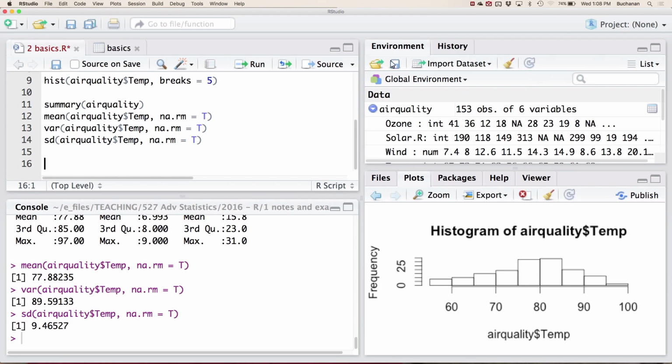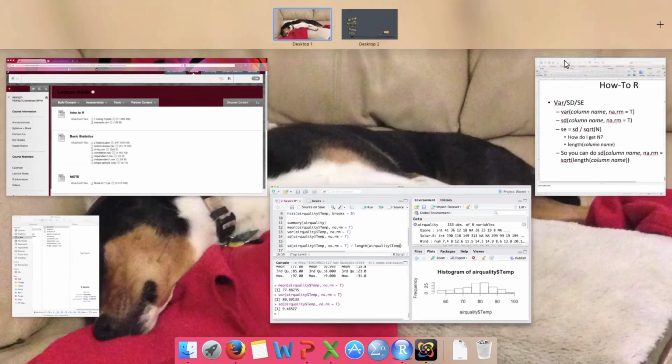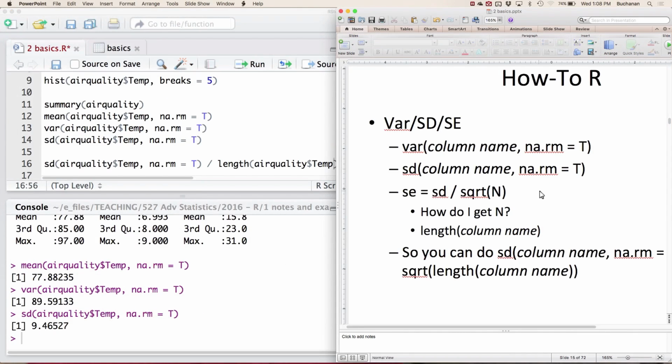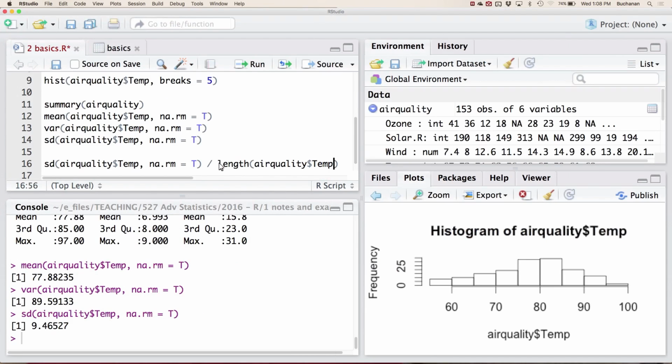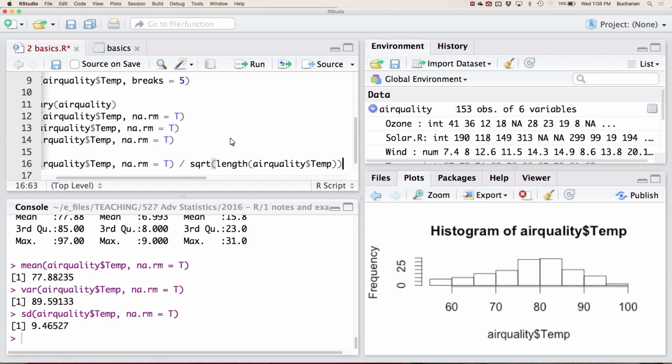So I'm going to take my standard deviation, this exact line I just typed, and divide by the length of that column. The length function tells you how many things there are in this column, so airquality for temp. But then the formula is actually the square root of that. So I'm going to put square root around the length. So it's SQRT. It should look like, take the square root of the length.